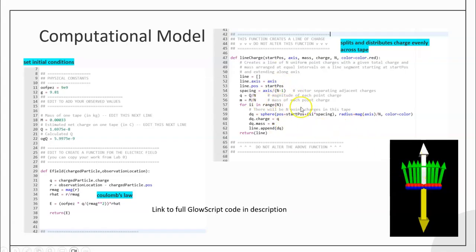And then here is where we separated the charges and distributed them along the tape length, and then individually found the field at each little charge, and then added them to get the final one, and compared it to the force of gravity to get this Q value over here.